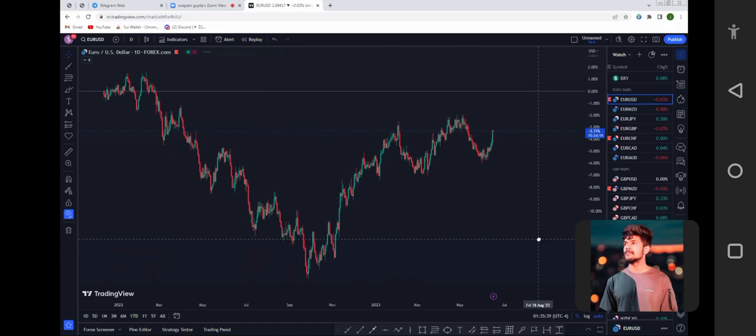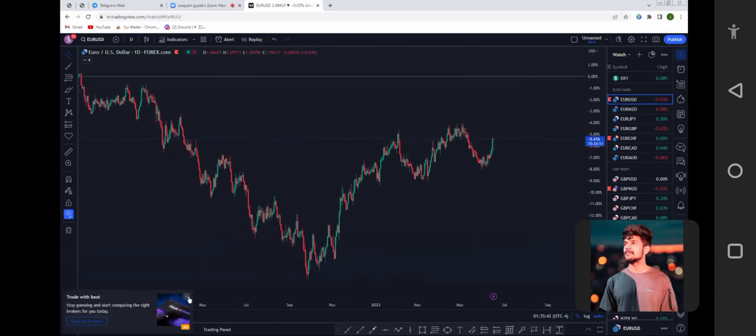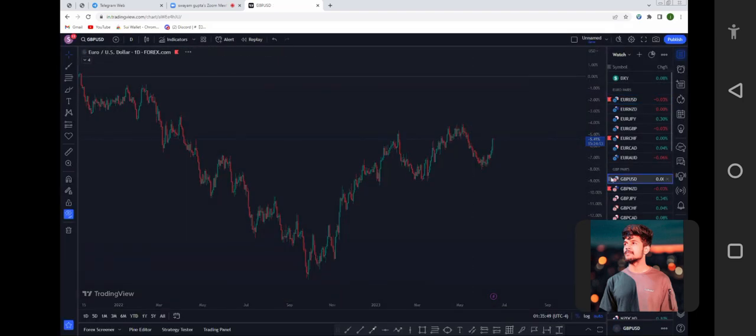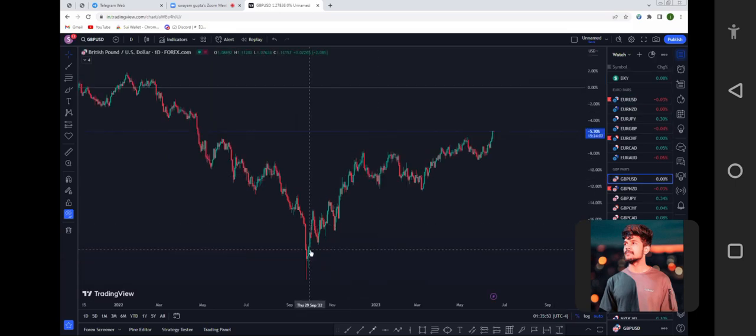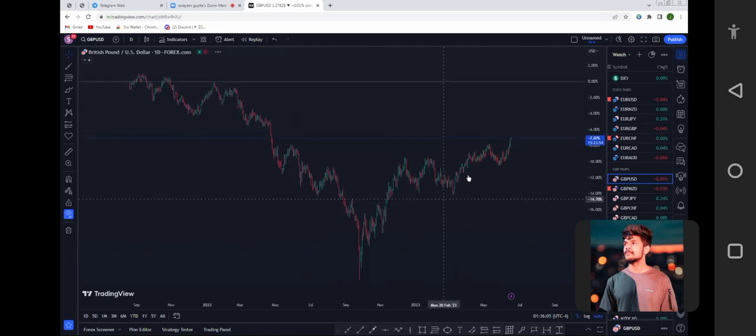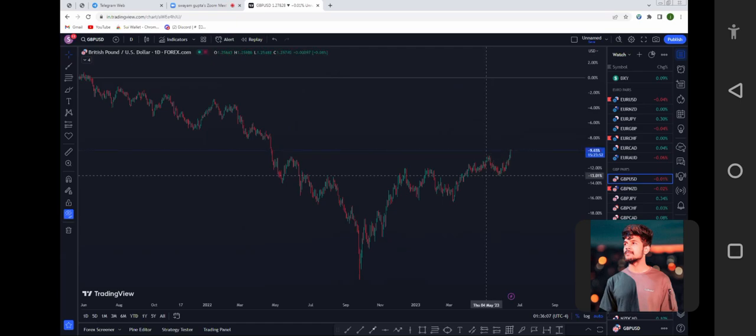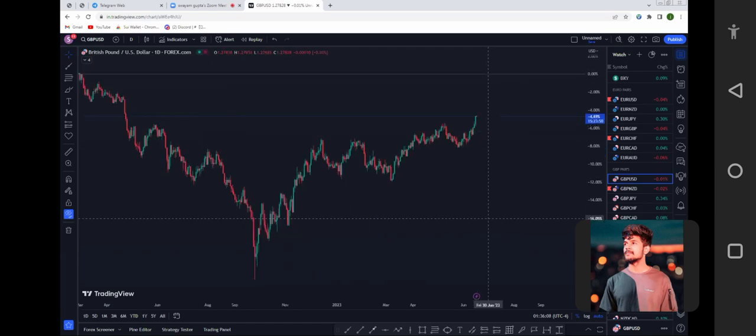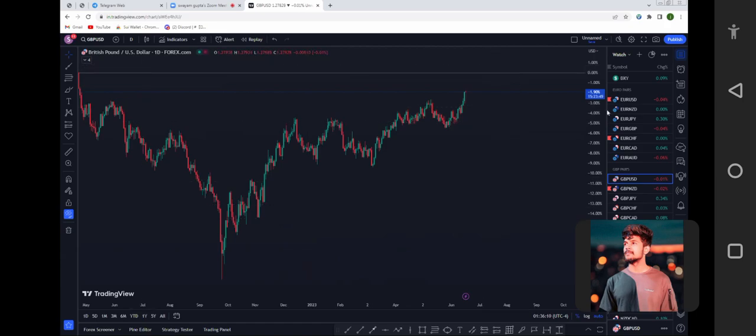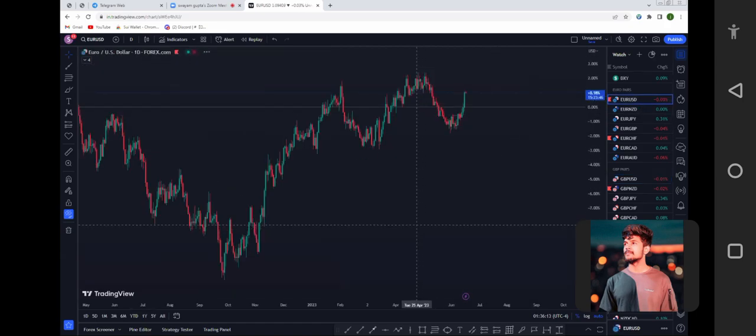Before I get into this, what do you guys see here? I mean, we can see that we are going bullish. So, oops, I switched the page. Okay, this is EURUSD.